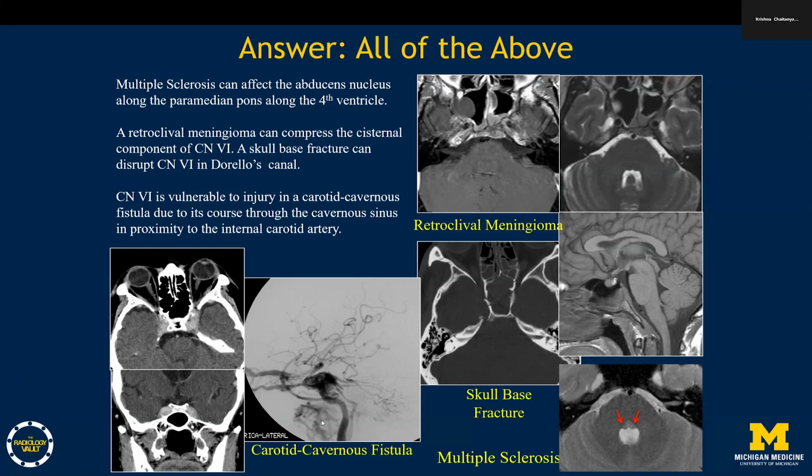Higher pressures, because it's a free-flowing cavernous sinus, higher pressures can cause compression. And here you see early filling of the superior and inferior ophthalmic veins. You see dilated cavernous sinus bilaterally on both of these images.